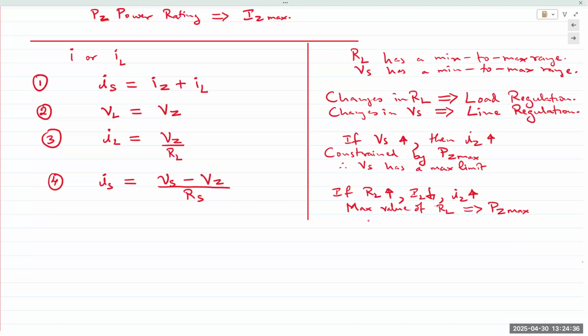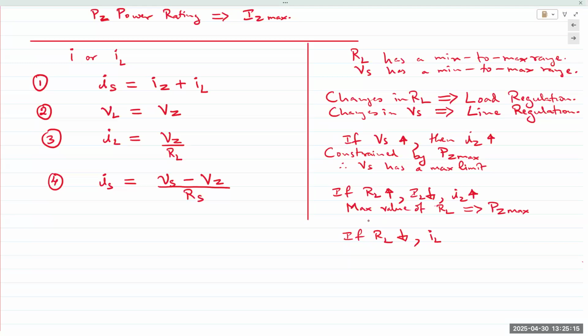Okay. All right. Now let's see what happens if RL is too small. If RL decreases, IL would increase. If RL decreases and the voltage remains constant at VZ, then IL would automatically increase. If IL increases, then the total supply current must also increase. It's demanding more current, more power from the voltage source.